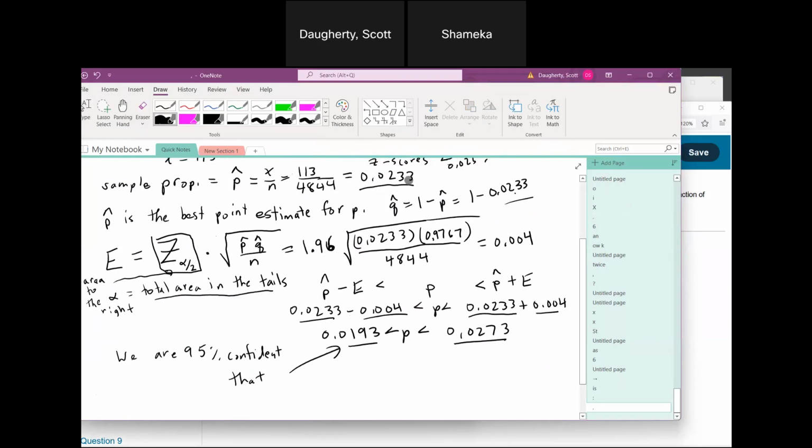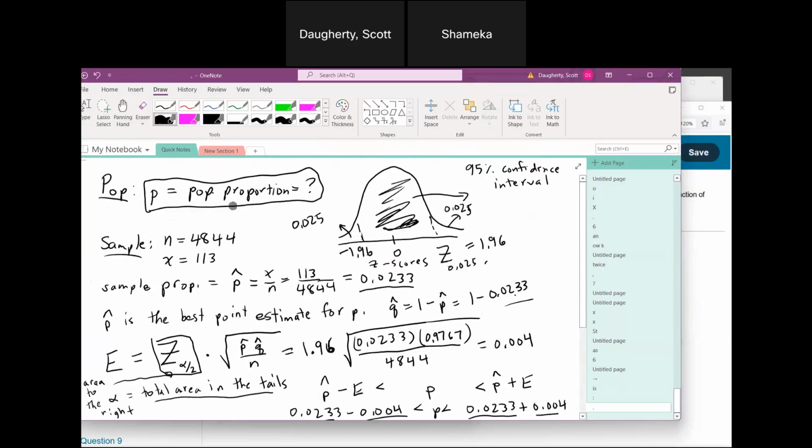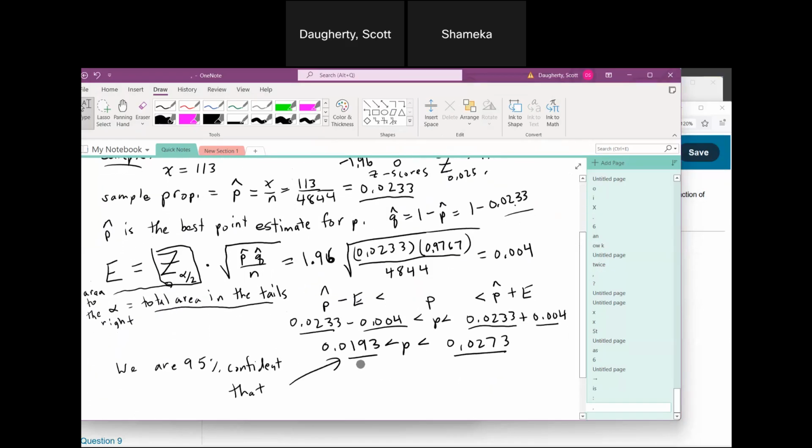Rather than estimating it as a single number, it's better to estimate it with a confidence interval. Because if someone says, what do you think this number is, we would say I think it's somewhere close to 0.0233, but what do you mean by close? That's a vague term. This is more precise. This says that I'm 95% confident that it's between these two numbers. Okay.